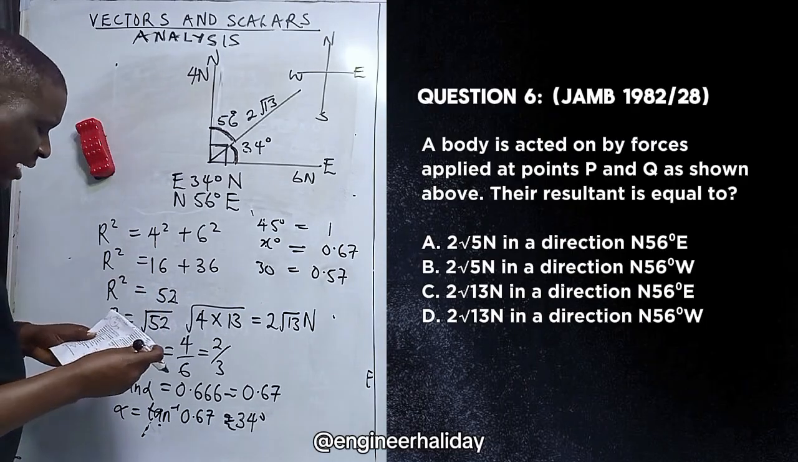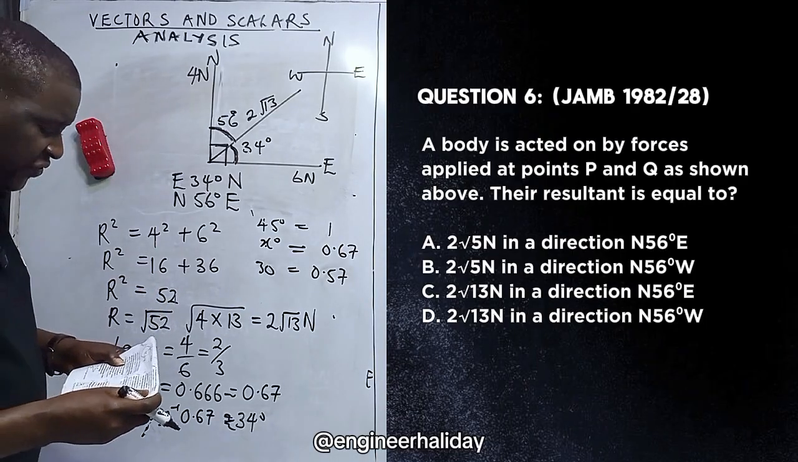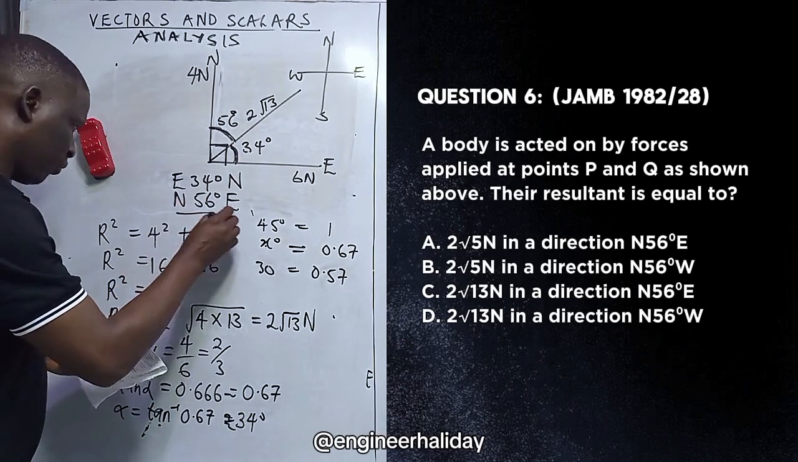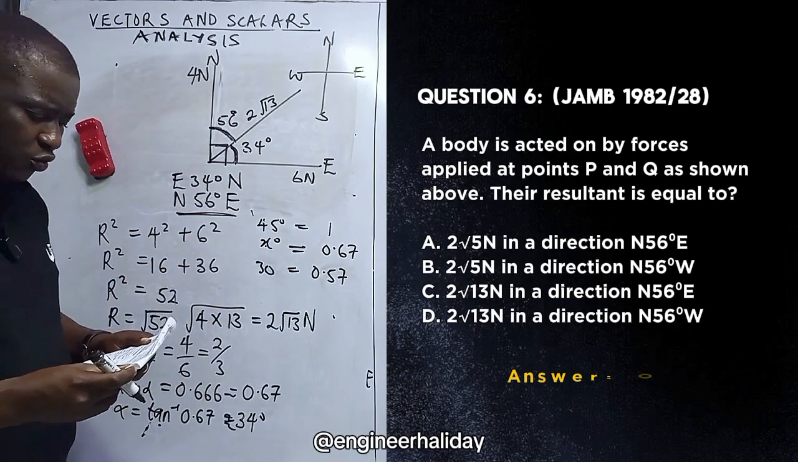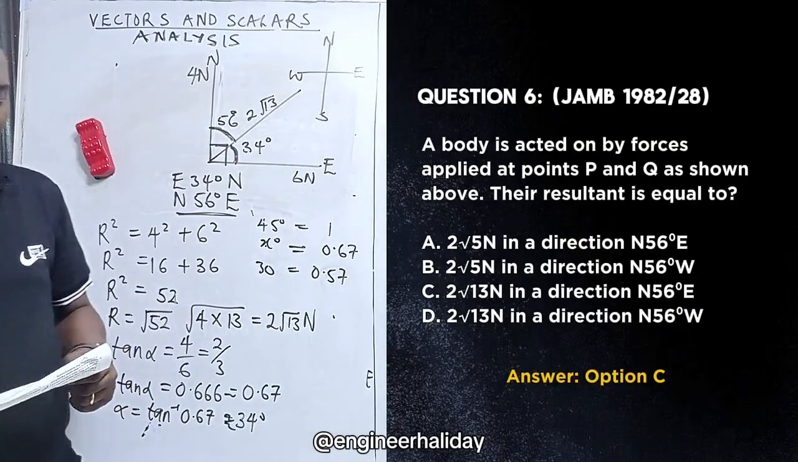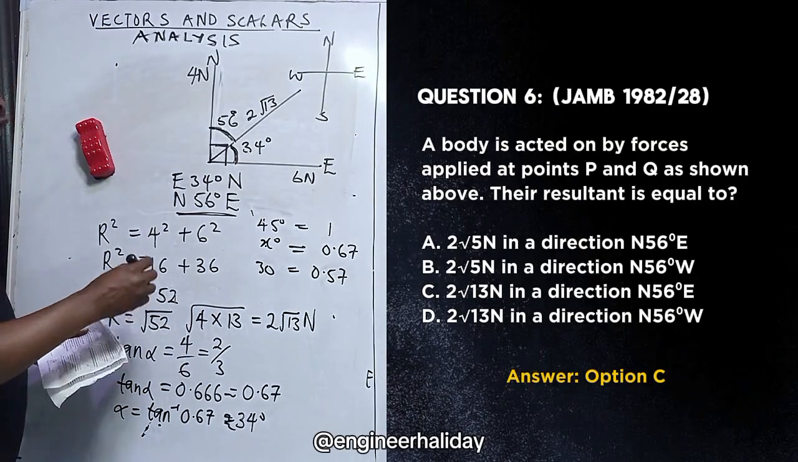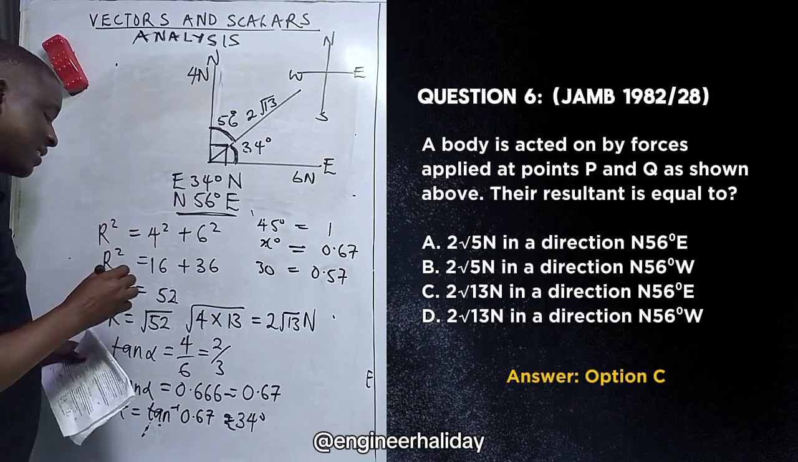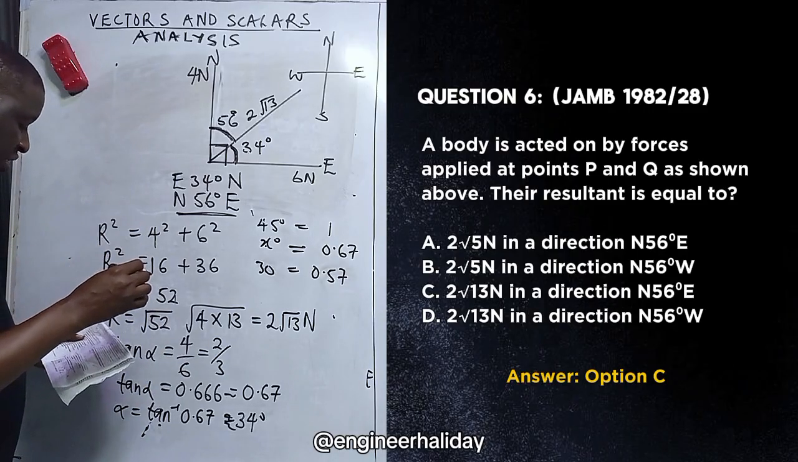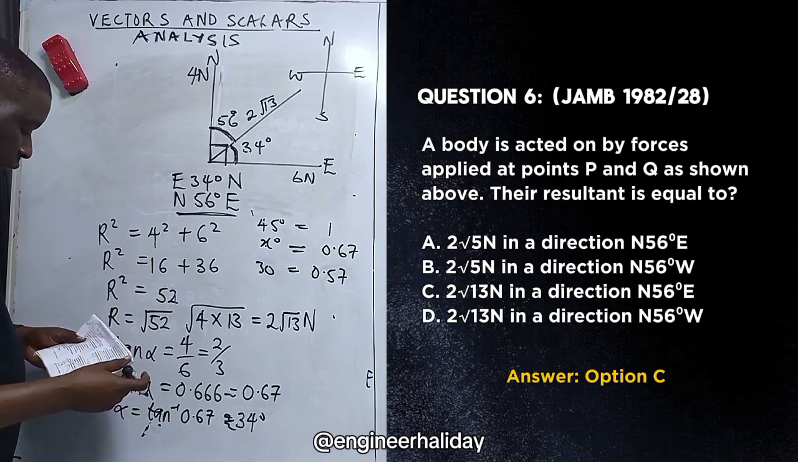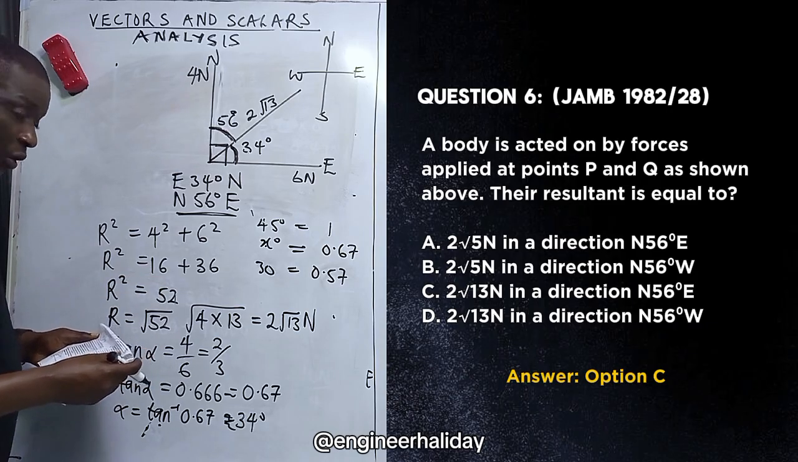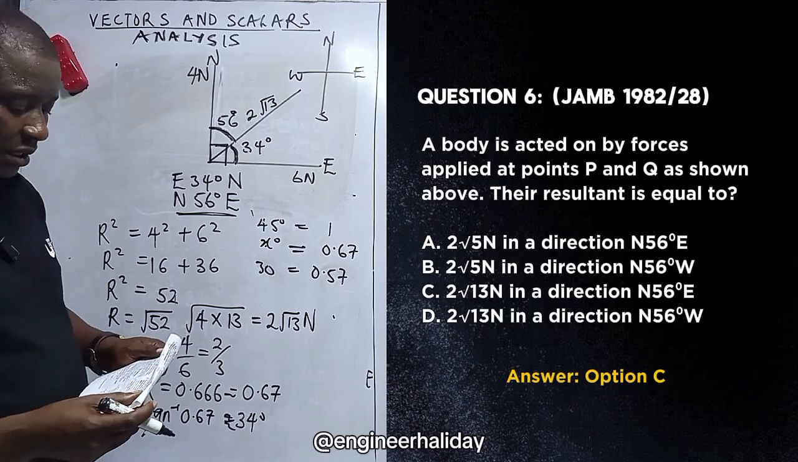So if you check option C, C says 2 root 13 Newton in direction of north 56 degrees east. I think that one is okay. Then D says 2 root 13 Newton in direction of north 56 degrees west. Wrong orientation. So in that case, the answer to that question is option C, which is 2 root 13 Newton in direction of north 56 degrees east.